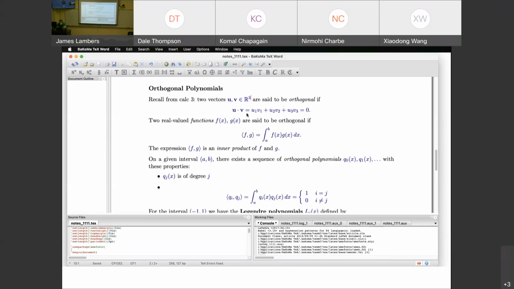All right, so if you have two vectors in R3, then we can say that they're orthogonal if their dot product is 0. And what's a dot product? You multiply corresponding components of the two vectors, and then you add all those up.